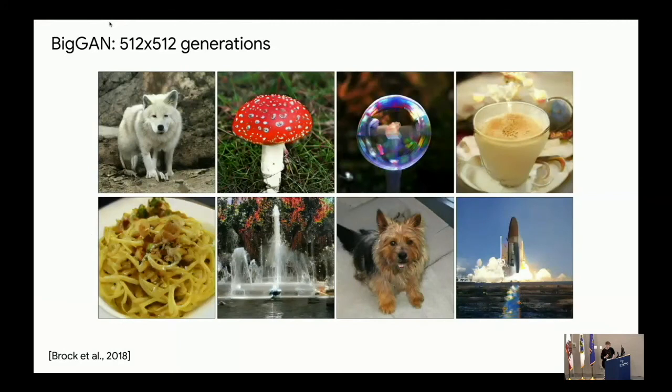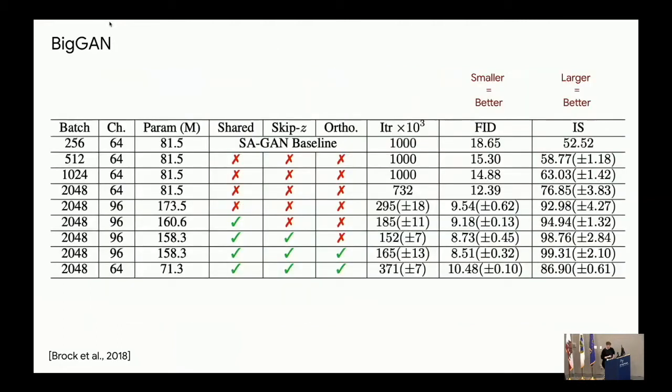BigGAN, this is another good one. This is another paper I'd recommend reading because this is state of the art right now. And these are all synthetic images and they're really good. What's cool about this paper is that they just did a bunch of really simple things. So they did things like increasing the batch size. Here's the batch size. They just increased it and already that improved things. These are different metrics, which I'll get into in a second. Smaller is better here, larger is better here.